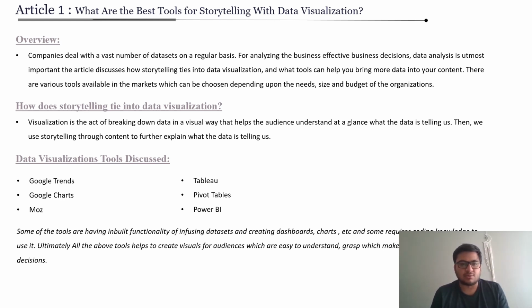So how does storytelling tie into data visualization? Visualization is the act of breaking down data into visuals that help audiences understand at a glance what the data is telling us and what story is behind that data. The various tools discussed in this blog were Google Trends, Tableau, Google Charts, Pivot Table, Moz and Power BI. The use of tools and techniques entirely depends upon the budget of the company and what scale of data sets there are.